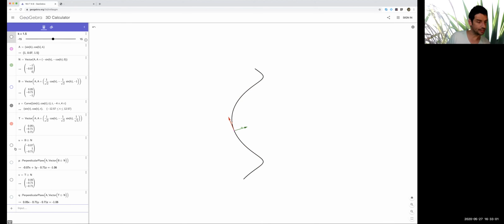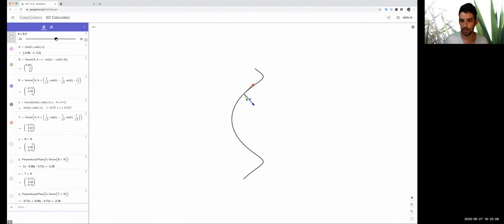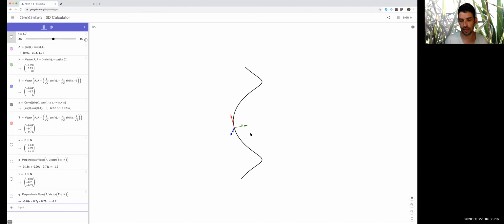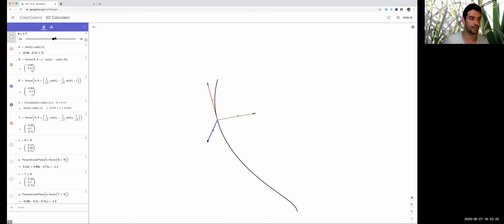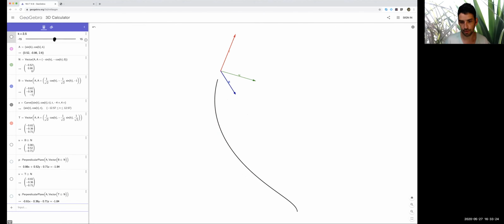And then finally, we can add B, right? Our binormal vector, perpendicular to both of them. So we see this little coordinate frame, it's like we have our origin at the point and it's moving along with the curve, right? So you can see all three of these perpendicular to each other.